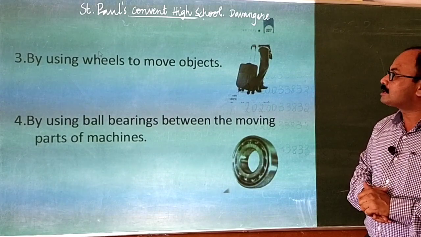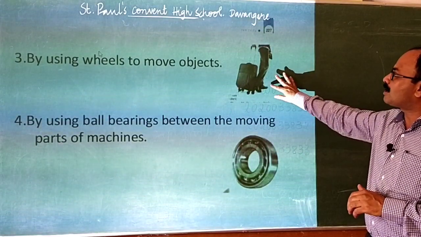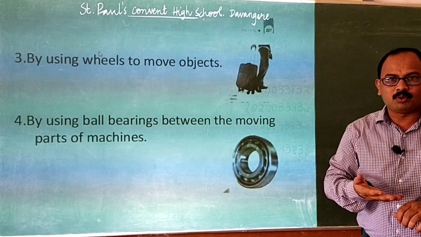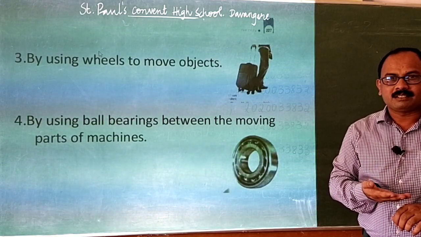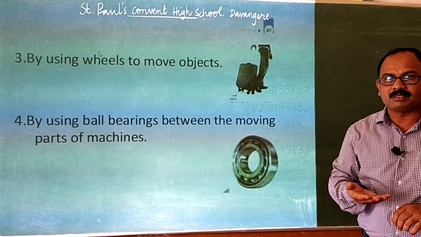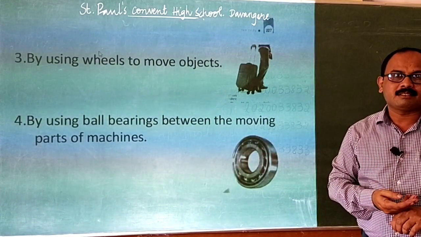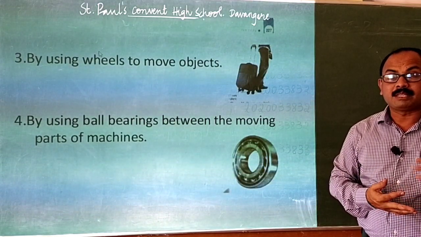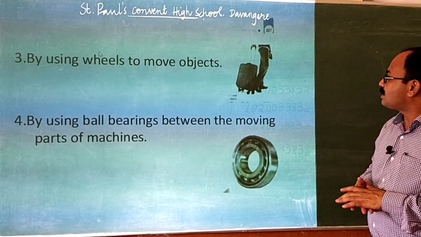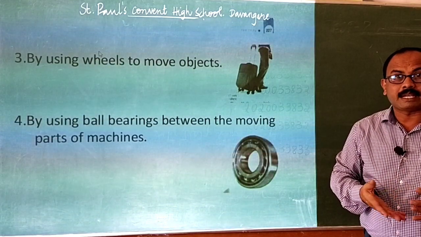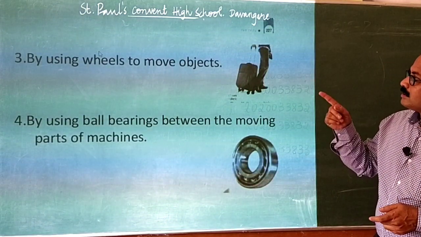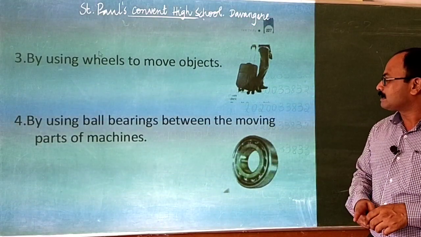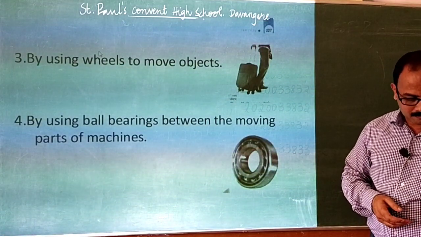By using wheels to move objects, a very common method, heavy objects move. Almost all the objects that travel on the ground move on wheels, maybe a huge truck, maybe a train that runs on wheels and carries heavy objects. Also, by using ball bearings between the moving parts of a machine.